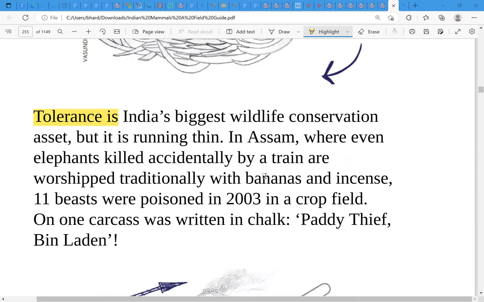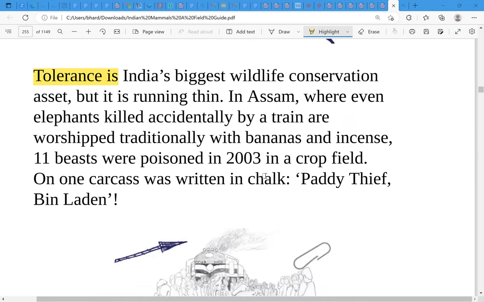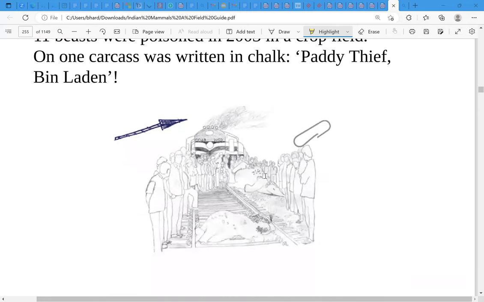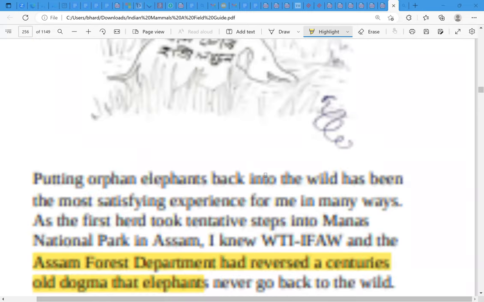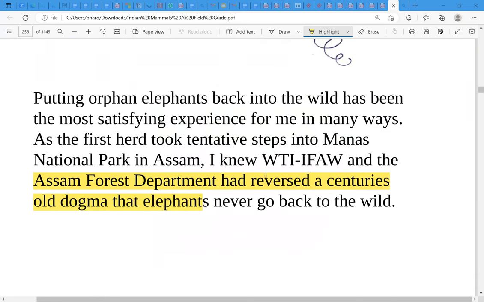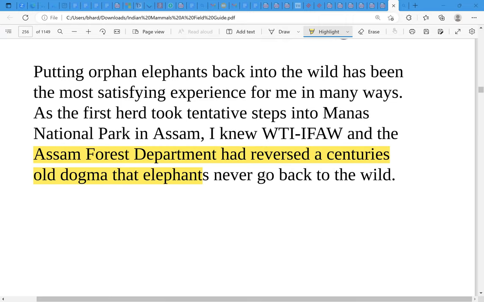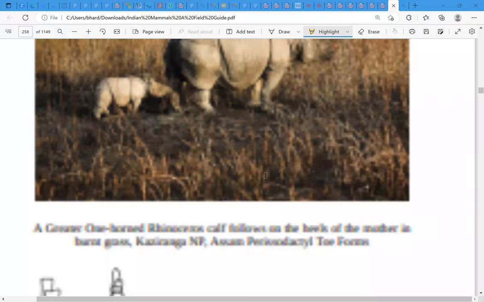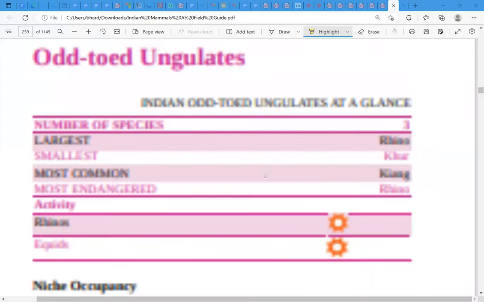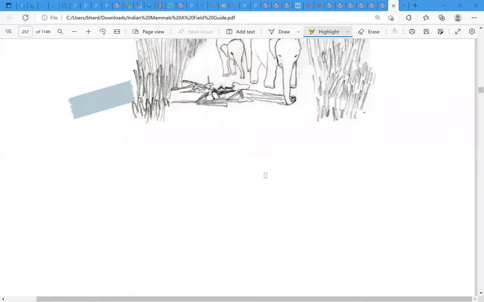But in Assam and also in other states of India, elephants have been killed accidentally by trains, and somewhere they are poisoned also because they attack paddy fields. The Assam Forest Department had done a great job by putting orphan elephants back into the wild, and that has been a greatly satisfying experience, and they were able to go back into their original natural home, which was definitely snatched by our own actions. Like the way we see it for climate change, similarly we see it for the animals.